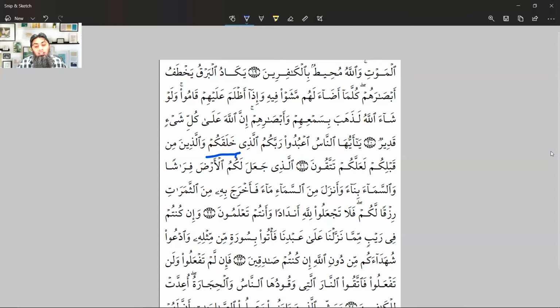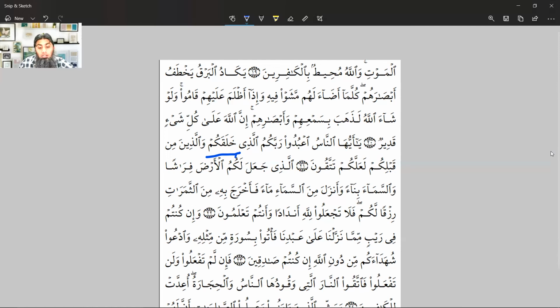Okay, let's translate this one now. Wa in kuntum. Who will translate? Wa in kuntum, and if you are in doubt about what we have sent down upon our servant, upon Abdina. But a better word is slave: upon our slave.